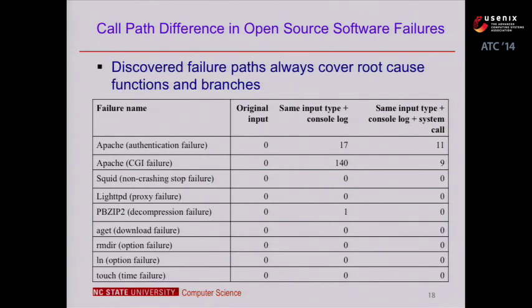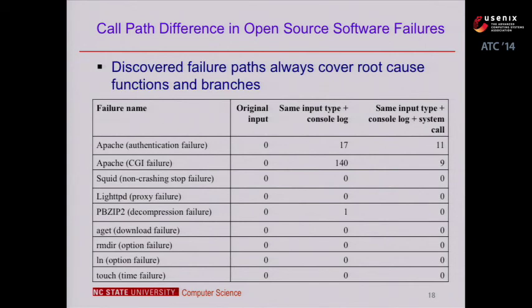Next, I'm showing the result for open source software. Here we also tested the system with three different settings on input and the amount of information we provide. Original input means we assume that the system knows the original input that triggered the failure. The same input type is basically a similar input that doesn't trigger the failure. One example is the Apache failure case, where for the same input type we just use a normal web request that accesses a web page with correct authentication settings.